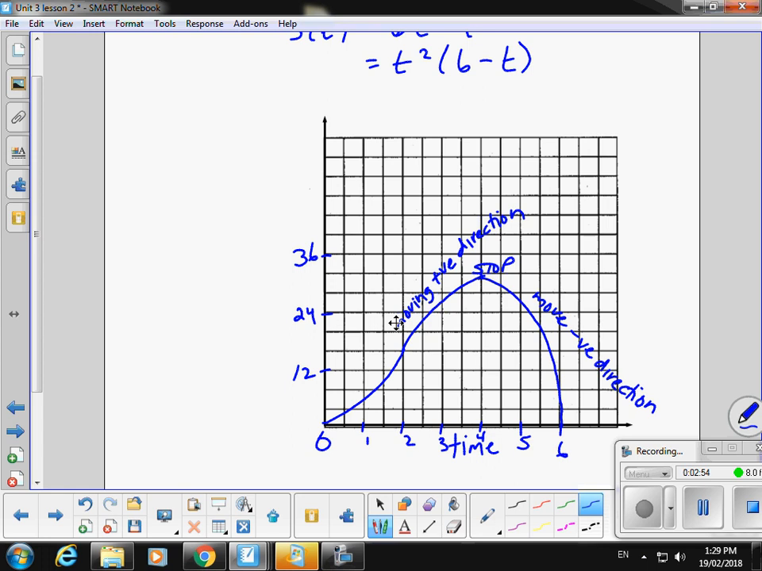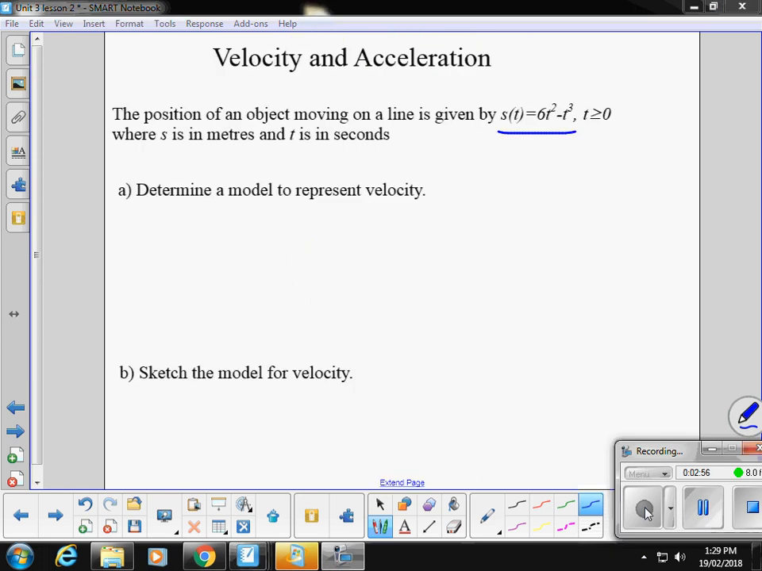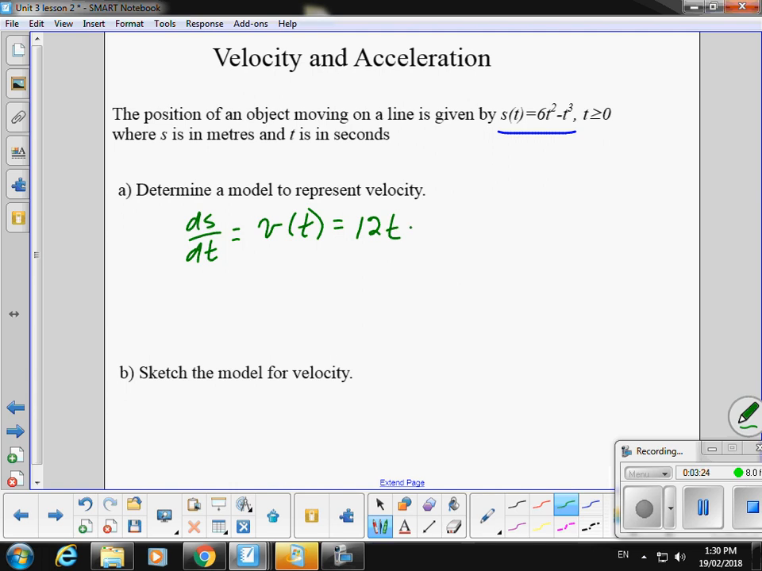We can see by various curves that there's a change in velocity here and there, and our velocity equation should help us with that. So we've been asked to create a model to represent the velocity, and the velocity should be that rate of change of the function with respect to time. So we are talking about a derivative. Our model can be represented by the change of a position with respect to time, or velocity. The first derivative would be 12t subtract 3t squared.